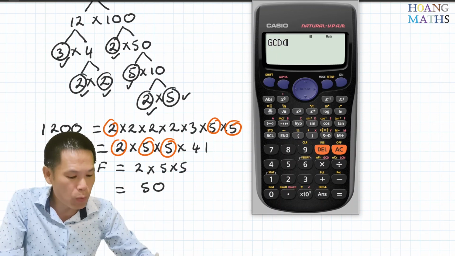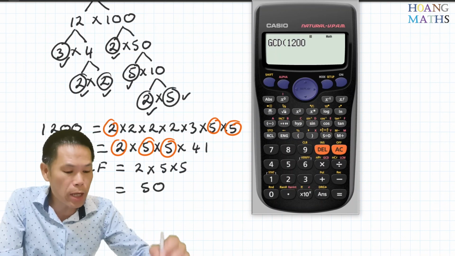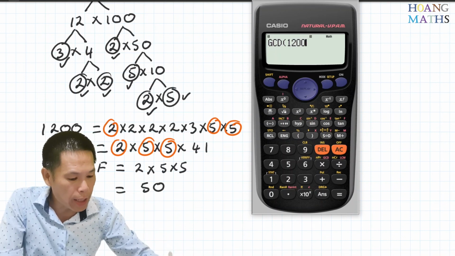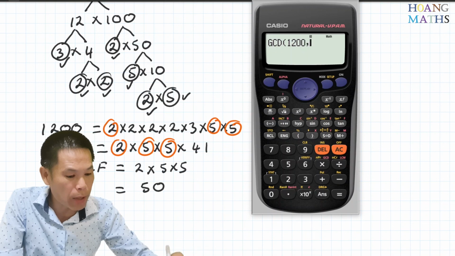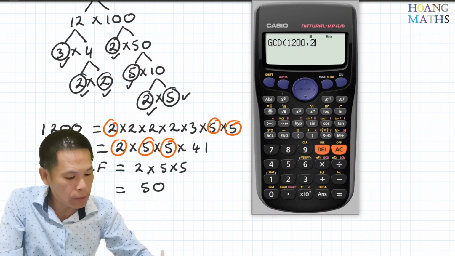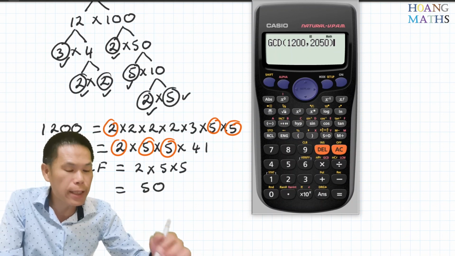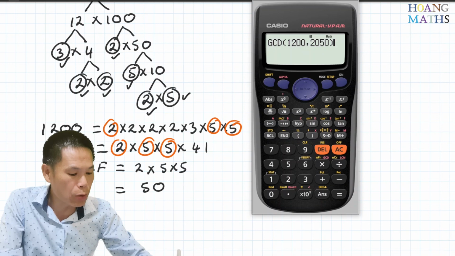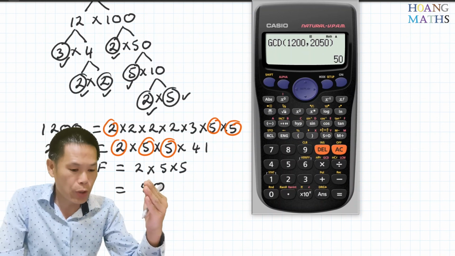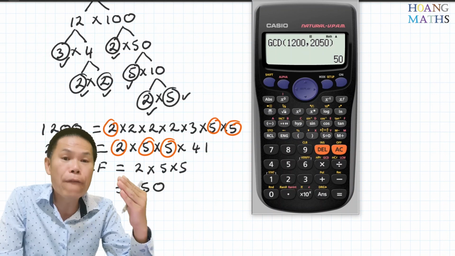So type 1,200 and then comma. To get comma, you press shift and then the close bracket button. So there you go. And then we type 2,050. And don't forget to close the bracket and then we press equal. So there you go. So the highest common factor for these two numbers is 50.